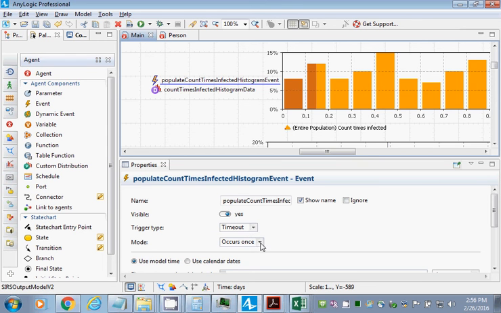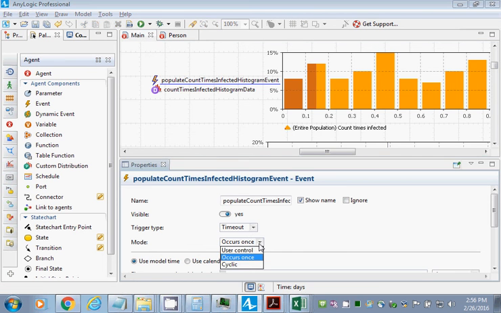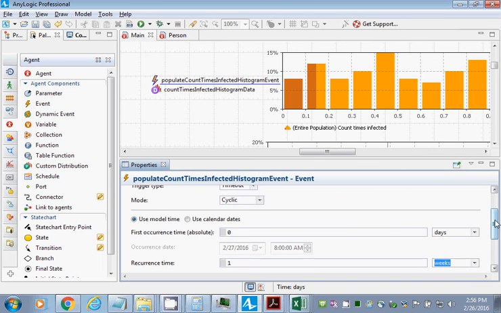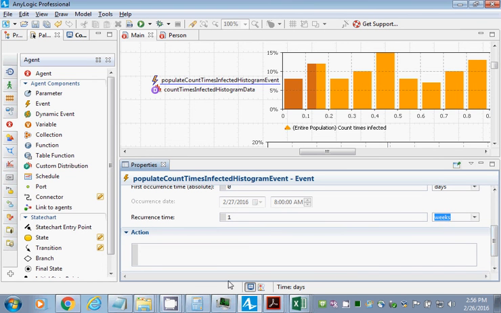As soon as it opens up, close that model. Histogram resets. Reset. Good, we're going to reset the history, that's great. Man, you are on top of things. This dot count times infected histogram data dot reset.